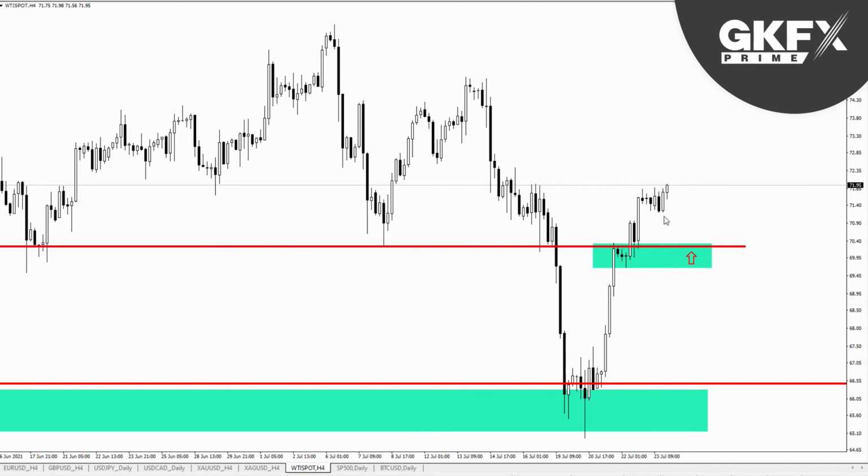And I think that we've broken through this, potentially what you'd call a neckline. And if we could get a retest of it, I think that would be quite a clean entry point.